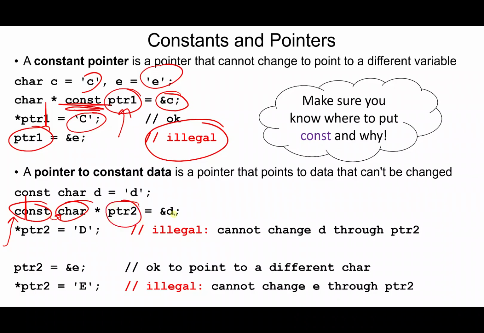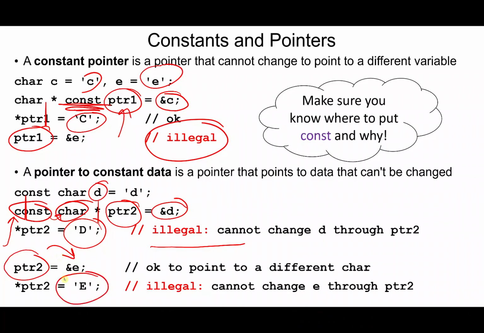So if ptr2 is pointing to d, this d variable, and you try to change the data inside, it's going to throw you an error. But if you try to use ptr to point to e, then this is legal. This is okay. But trying to change the data inside, this is what's illegal.